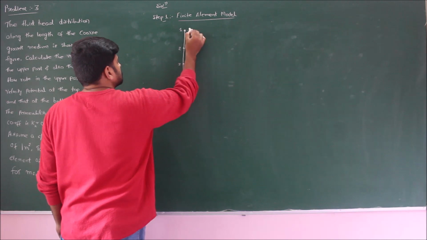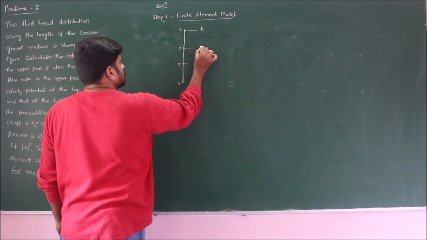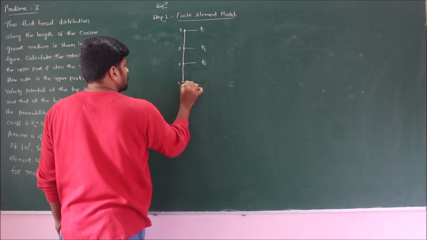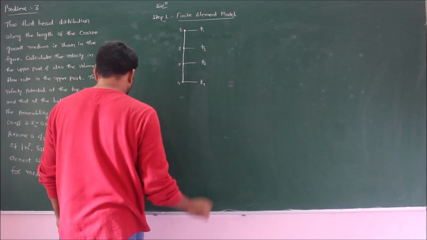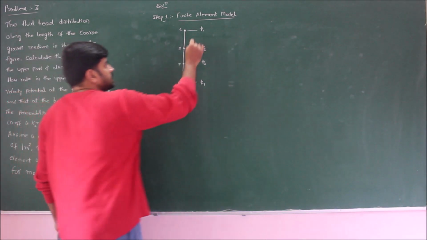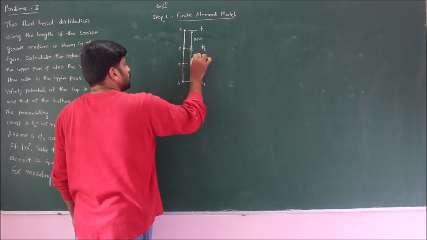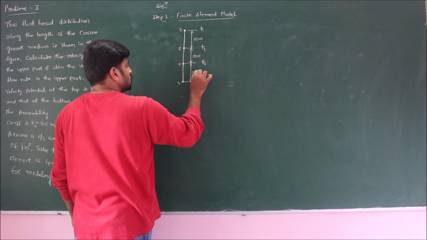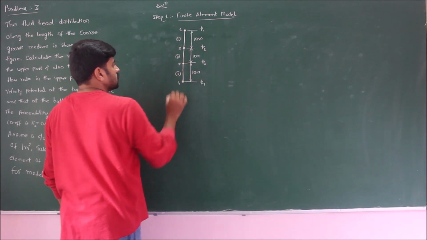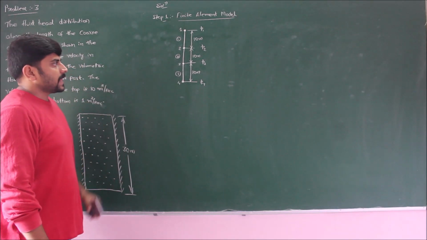The velocity potentials are p1, p2, p3 and p4. Since I should take equal length for each element, the elemental length will be 10 meters each, and we have 3 elements. This completes the finite element model for the given problem.